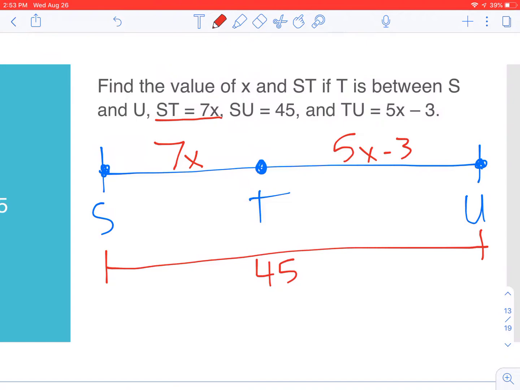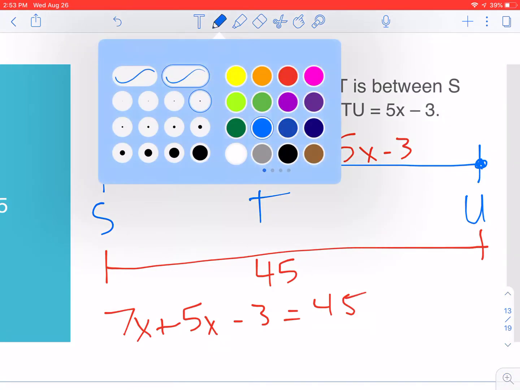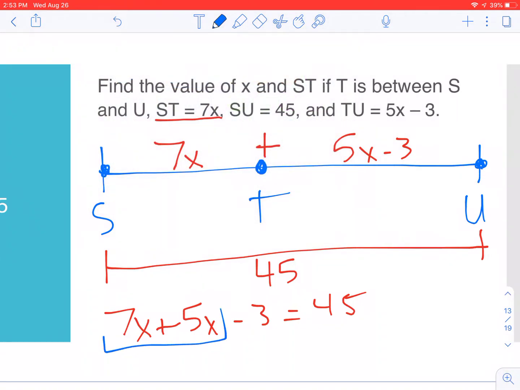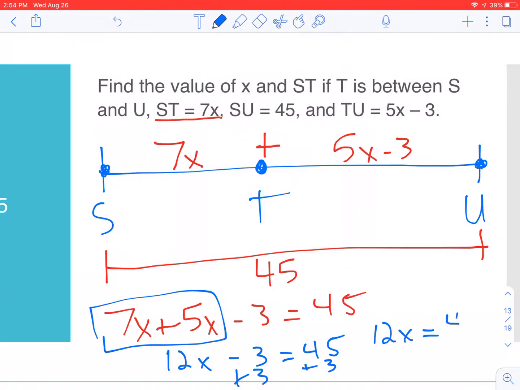How are we going to solve it? We know that these two, if I add them together, they equal the total. So 7x plus 5x minus 3 equals 45. Combine my like terms. I'm going to change colors back to blue. 12x minus 3 equals 45. I'm going to add 3 to both sides. Add 3. 12x equals 48.